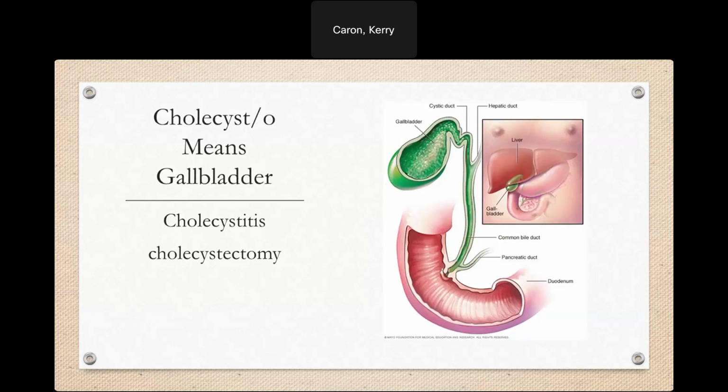Cholecysto, cysto is bladder. So we have bladder of bile or gall, so gallbladder. Cholecysto is gallbladder. So cholecystitis is inflammation of the gallbladder, whereas cholecystectomy is removal of the gallbladder.